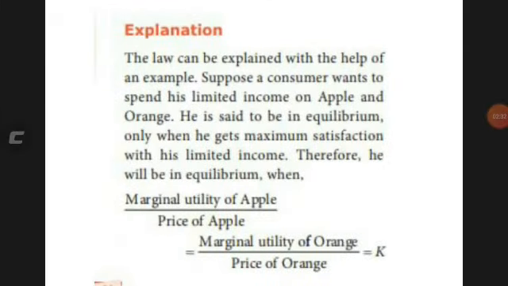To explain this law, they have given the example of apple and orange. The consumer has a limited income. Using that limited income, he has to buy apple and orange and get maximum satisfaction at equilibrium. Equilibrium means equal satisfaction from both apple and orange. So see the formula: marginal utility of apple divided by price of apple, equal to marginal utility of orange divided by price of orange, equal to K, where K is a constant.